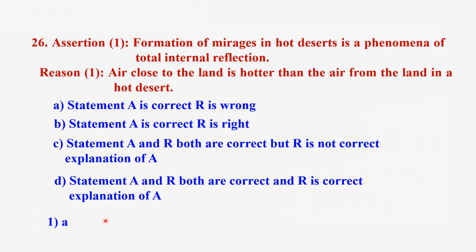So the correct answer is the fourth option, option D. The assertion and reason are correct and R is the correct explanation of A. Okay. Next.